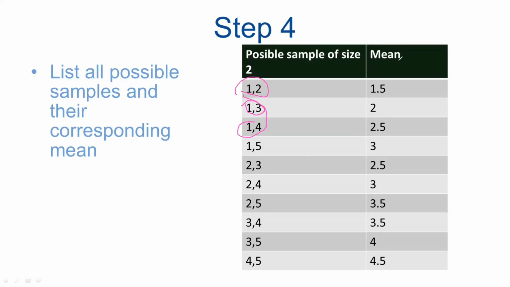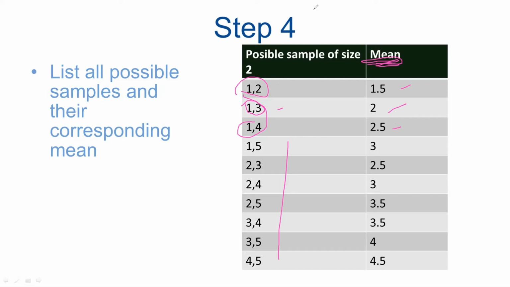So, next is how do we get the mean? Paano natin nakuha tong mean? So, i-add lang natin to, then i-divide natin sa size niya, which is 2. So, 1 plus 2 is equal to 3 divided by 2 is equal to 1.5. Then, 1 plus 3 is equal to 4 divided by 2 is equal to 2. 1 plus 4 is equal to 5 divided by 2 is equal to 2.5. And so on. Ganon yung gagawin natin hanggang sa pang-sampung sample natin.